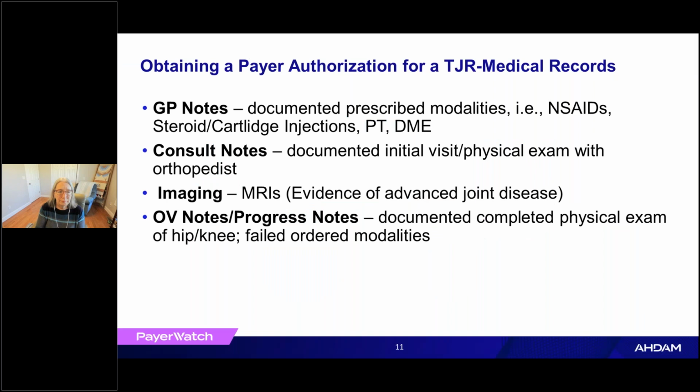Now let's talk about the medical records and what medical records we are going to submit at the time of the auth request. Based upon the payer guidelines, to meet medical necessity will be the driver as to what medical records you will need to submit. Documented failed modalities and treatments from various physicians at different specialty levels are important documents to submit, as well as DME notes, imaging records that show evidence of advanced joint disease, as well as documented physical exams, especially from the orthopedic surgeon. Next slide, please.